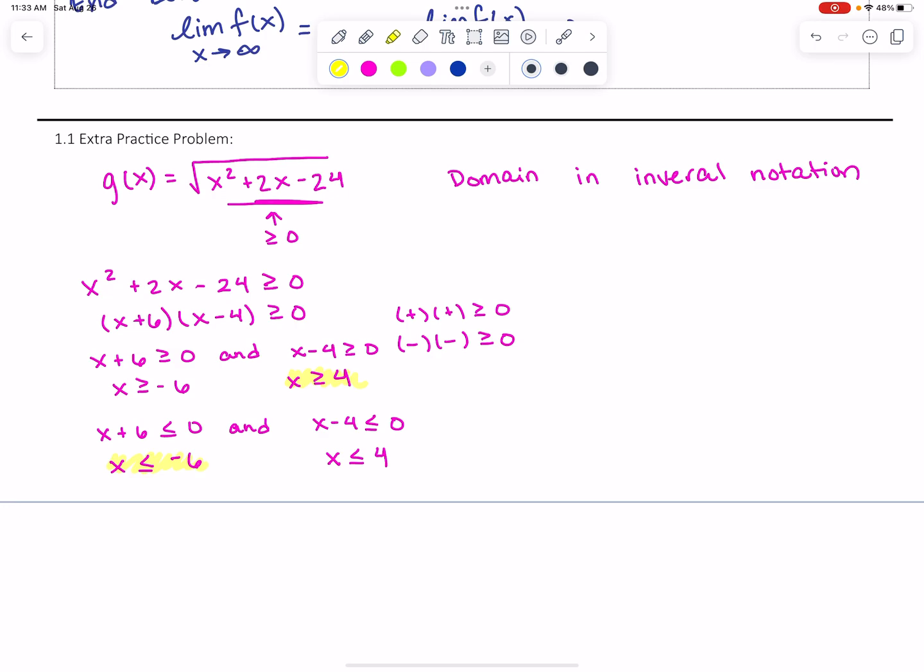I care about this. So in terms of my domain, I want numbers that are either less than or equal to negative 6, or numbers that are greater than or equal to 4. Because the numbers less than negative 6 are going to give me negatives times negatives, which gives me that positive output. The numbers greater than 4 are going to give me positives, which give me that positive output. So if we're thinking about this in terms of interval notation, I'm going from negative infinity up to negative 6, and I can include negative 6, union 4 to infinity. And there's our domain restriction for g of x.